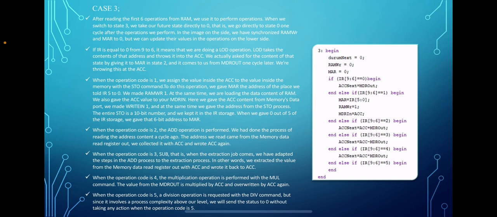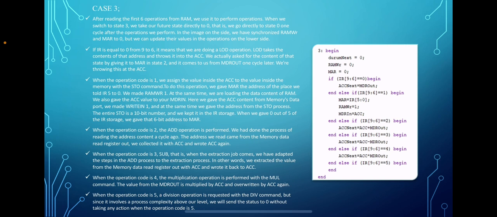When the operation code is 3, SUB, that is, when the subtraction job comes, we have adapted the steps in the ADD process to the subtraction process. In other words, we extracted the value from the memory data read register out with ACC and wrote it back to ACC. When the operation code is 4, the multiplication operation is performed with the MUL command. The value from the MDR out is multiplied by ACC and overwritten to ACC again.